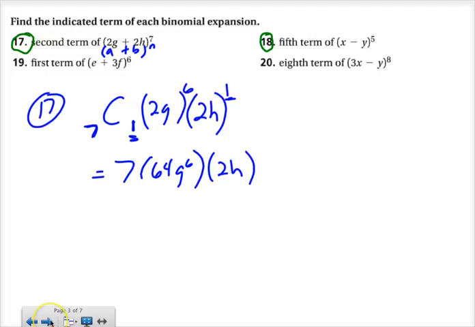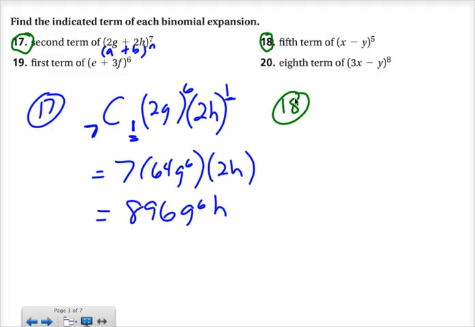So now we find we need 7 times 64 times 2 in order to get the coefficient, and that will be 896 g to the 6th h. So that is the second term that we would have in that expansion without having to do the whole thing. And that's exactly what we want to be able to do here. Not have to do the whole thing, just do the term that they want. Save some time. Oops. I wanted to do number 18 as well.